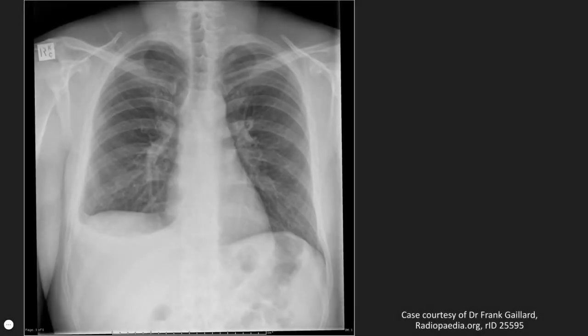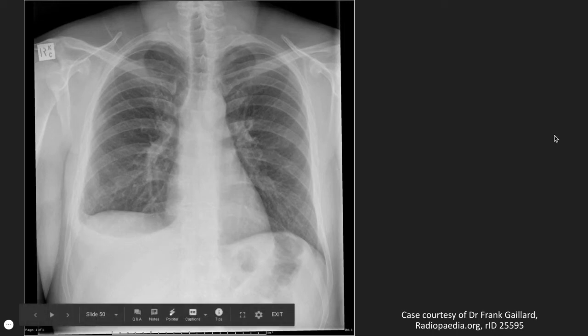This is an example of a young, but not necessarily pediatric patient with a right-sided pleural effusion. Notice the classic meniscal appearance of the superior border, which is created by an interface between the aerated lung and fluid.